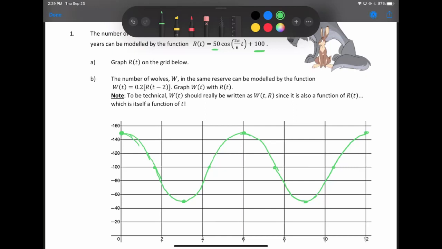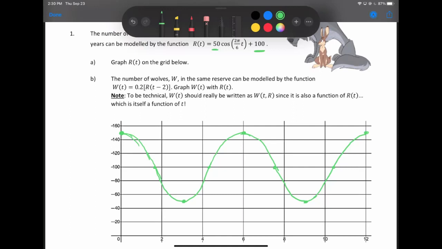The number of wolves, W, in the same reserve, can be modeled by the function W at t equals 0.2 R at t minus 2. Let's just stop and think about what that means, because that's a function within a function. So W at t equals 0.2. Right off the bat, 0.2 times the number of rabbits just means there's going to be one wolf for every 5 rabbits, but not at a given time. It's actually going to be at the rabbits shifted over to.